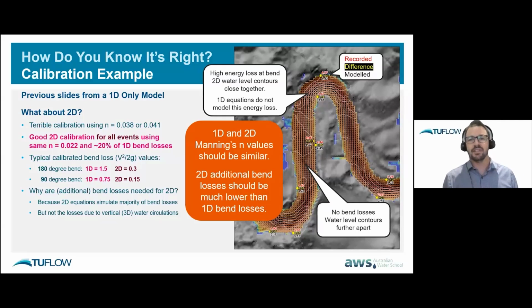So that vertical loss needs to be accounted for via manual specification of these inputs. Very good take-home message from that modelling was that you could actually achieve a reliable result using the same Manning's-N value for the 1D solution and the 2D solution, as long as you did include those additional bend loss inputs. So there was no need for different values there.